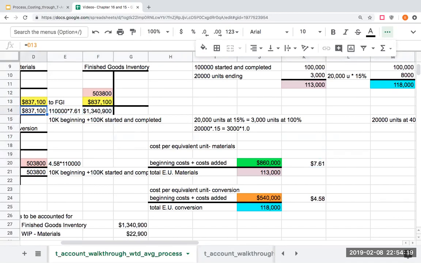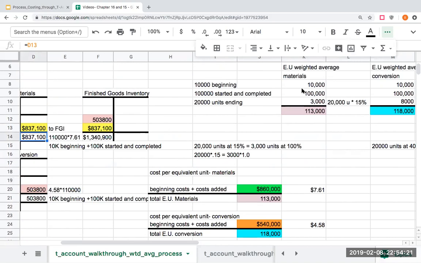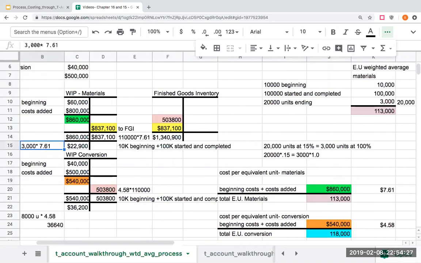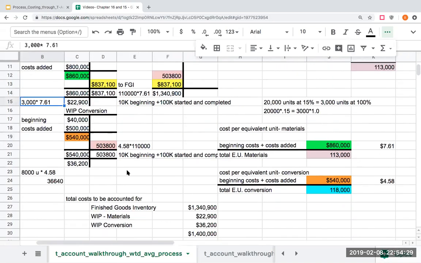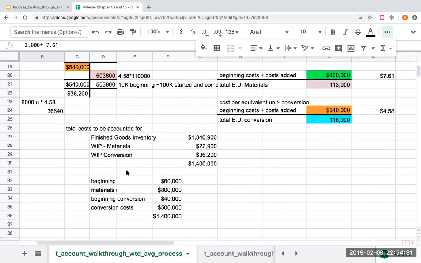I do the cost per equivalent unit times basically the beginning plus the started and completed. That goes to finished goods. Do the same thing for both of these right here. And then lastly, to do my final comparison, I'm comparing my cost to be accounted for, which is right here, the 1.4 million, with this other 1.4 million.